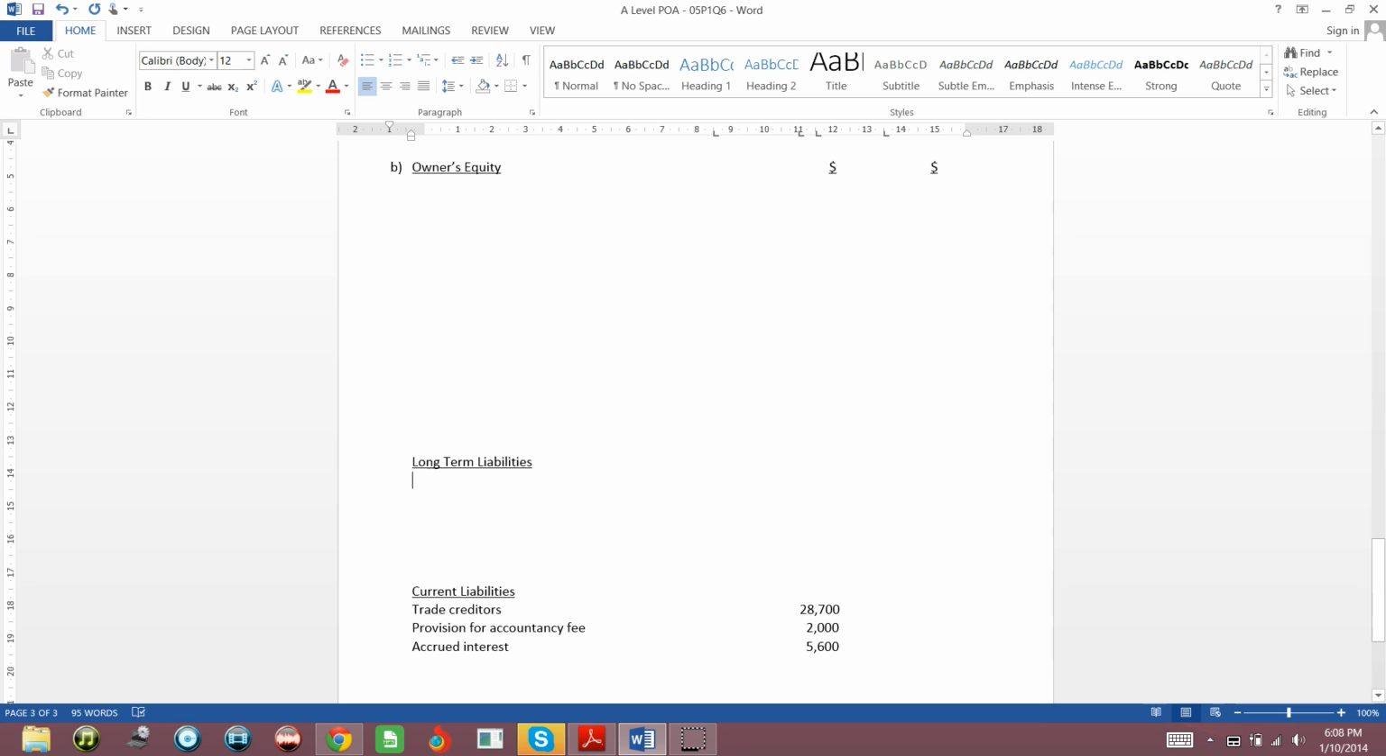So this will be my bank loan repayable 2014. That's what the question says. Okay, repayable in 2014. And how much is it? I can put it in the outside column.